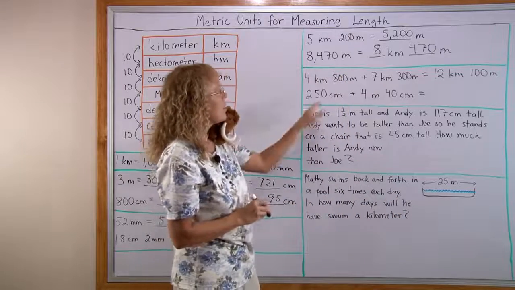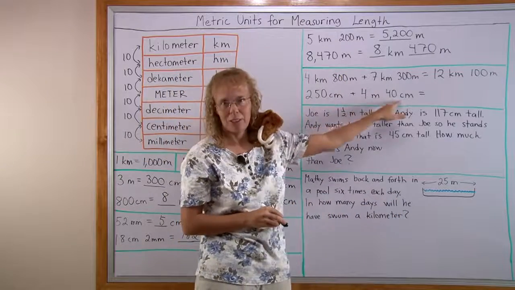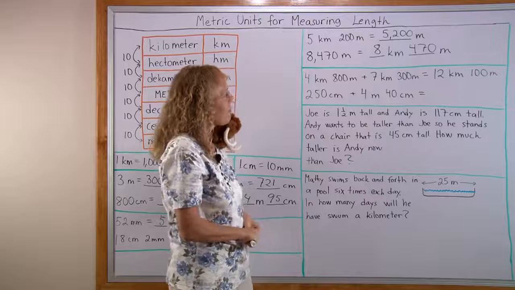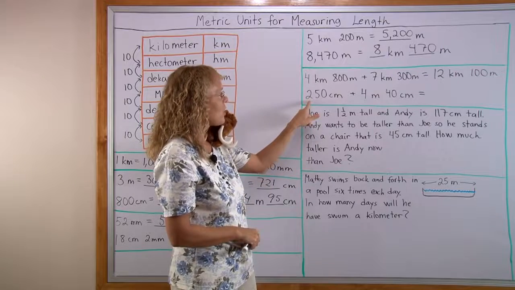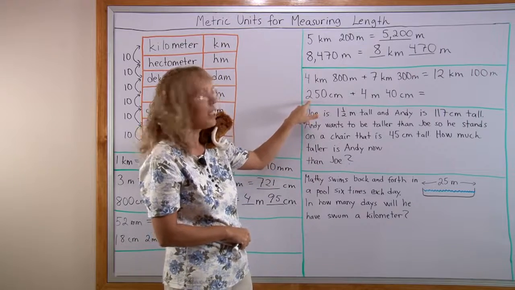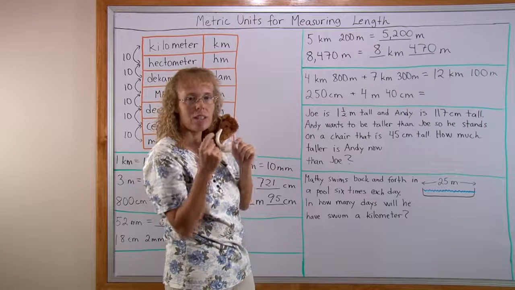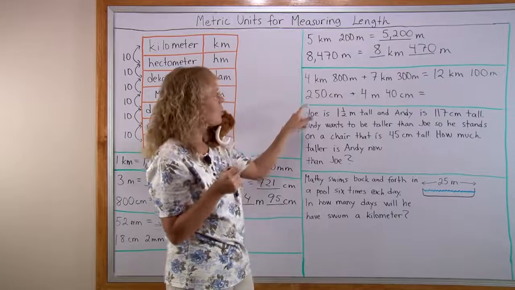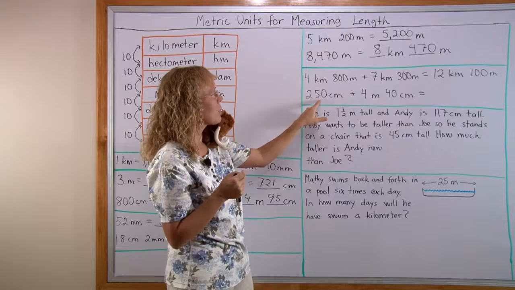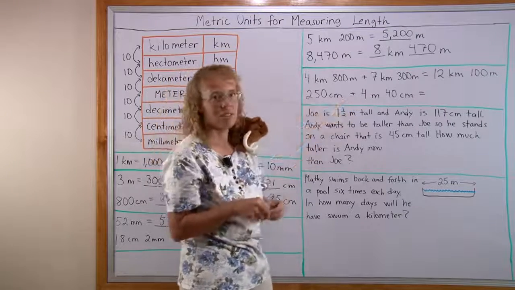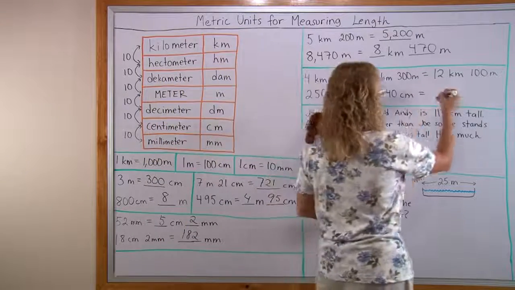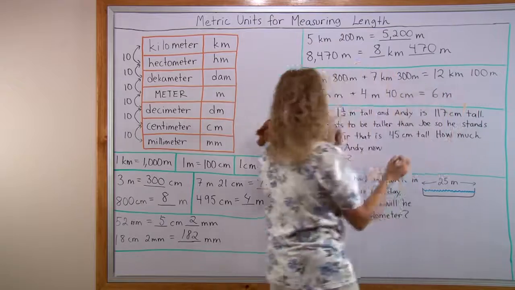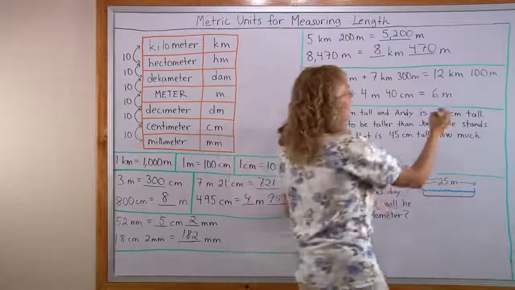Here, centimeters, meters, centimeters. Okay, maybe you want to change this to meters and centimeters. There's 2 meters here, right? 200 centimeters makes 2 meters. So here's 2 meters and 50 centimeters. 2 meters and 4 meters. 6 meters. And then the 50 and 40 centimeters is 90 centimeters.